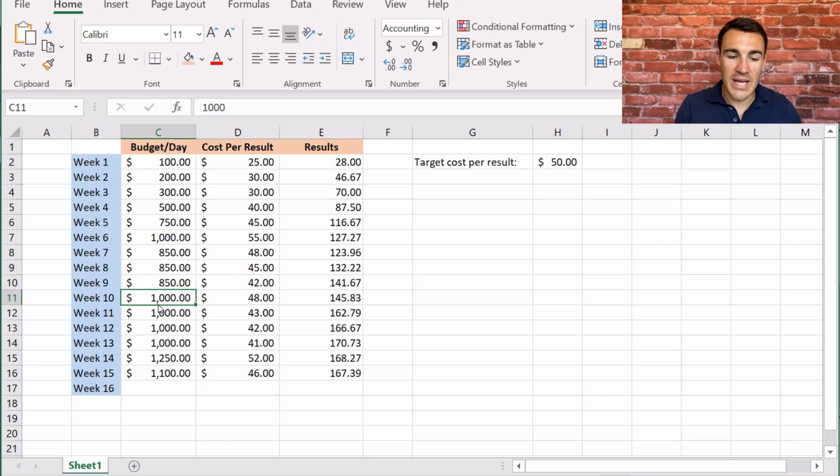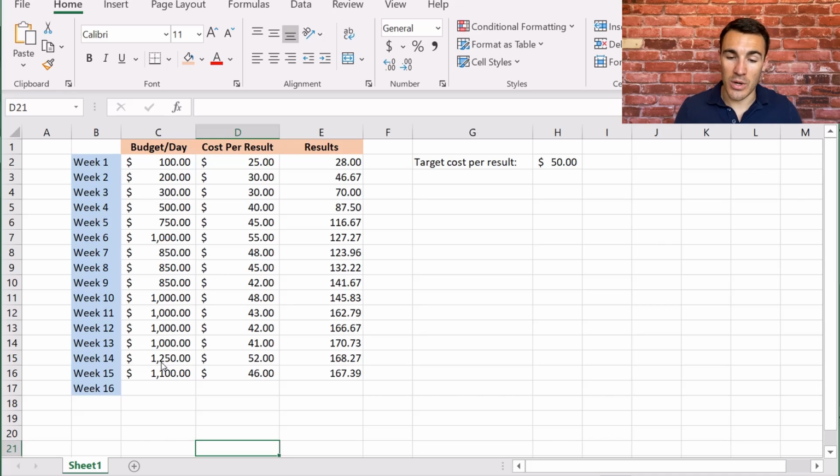The key takeaways I want you to get from here is look at how we are changing budget and increasing it. Look at how you may need to pause at certain budget levels, make adjustments that decrease your cost per result to then be able to scale again. Look at how we're only increasing budgets once per week. That's why we've got weeks on this left-hand side, not days.